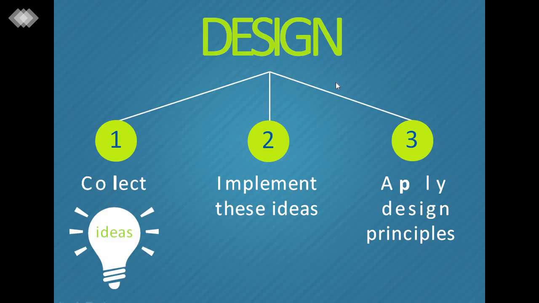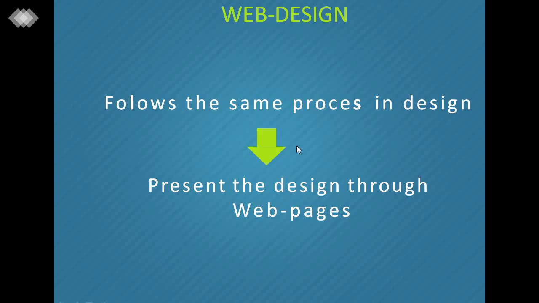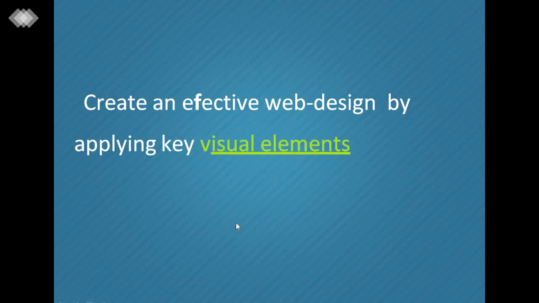These are the designing steps of our web page or web development, which can be classified into three types: collect ideas, implement ideas, and apply design principles. Now, web design. To follow some process in design, they can present the design through web pages. Next, they create effective web designs by applying key visual elements.